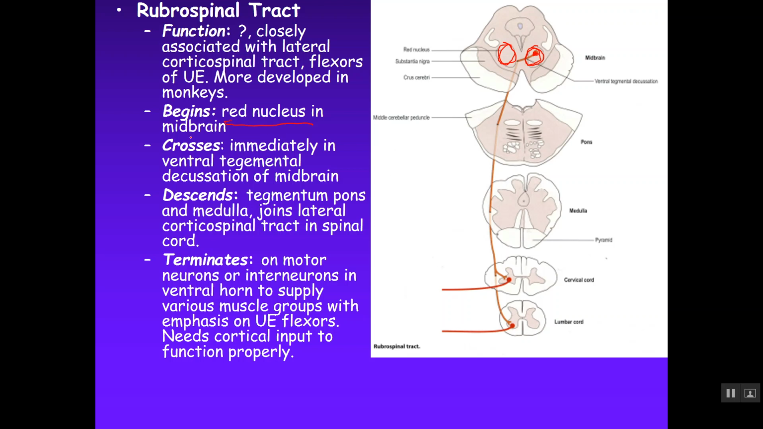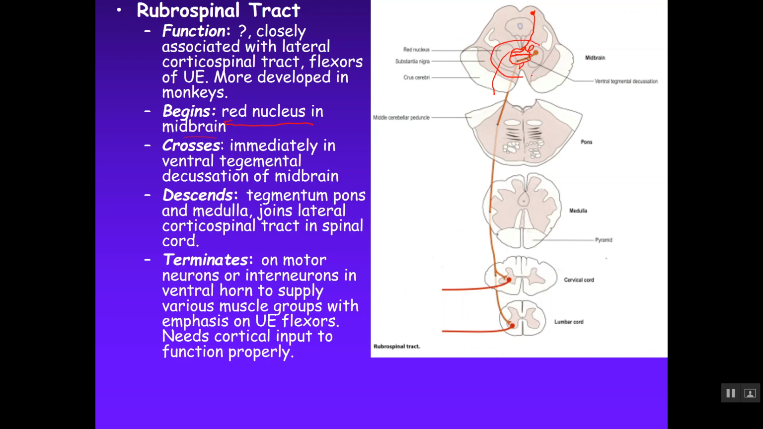It begins in the red nucleus in the midbrain. It crosses immediately in the ventral tegmental decussation. So remember that tectospinal tract back here? It crossed in the dorsal tegmental decussation before it went down. So this little region right here, they divided into a ventral and a dorsal tegmental decussation. That's not that critical to know, but that's the ventral tegmental decussation.